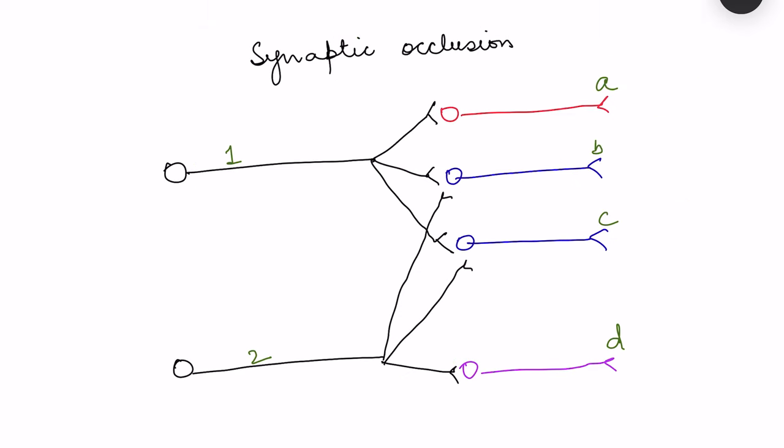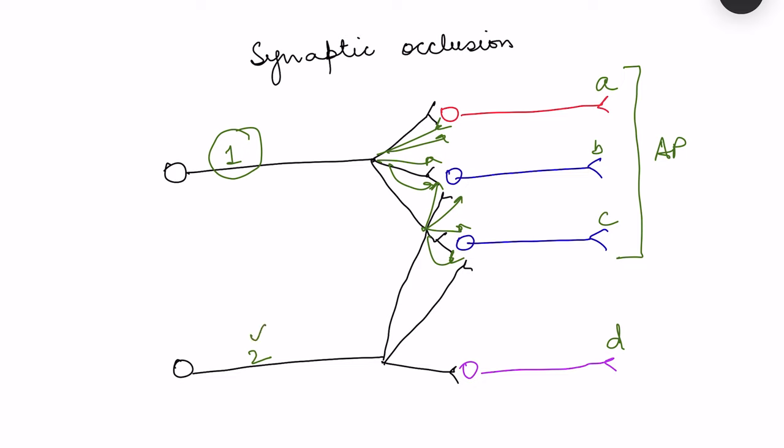Again, we have the same diagram, but to understand synaptic occlusion, you see what is going on: maybe the stimulation of the first neuron leads to an action potential in all these three neurons. So what we are saying is that it is making a lot of synapses with all these neurons, right? So everywhere the EPSP will reach the threshold and lead to generation of action potential in A, B and C. On the other hand, when we stimulate only the second, then again, if this neuron is making a lot of synapses with all these neurons, stimulation of the second neuron will lead to action potential in B, C and D, right?